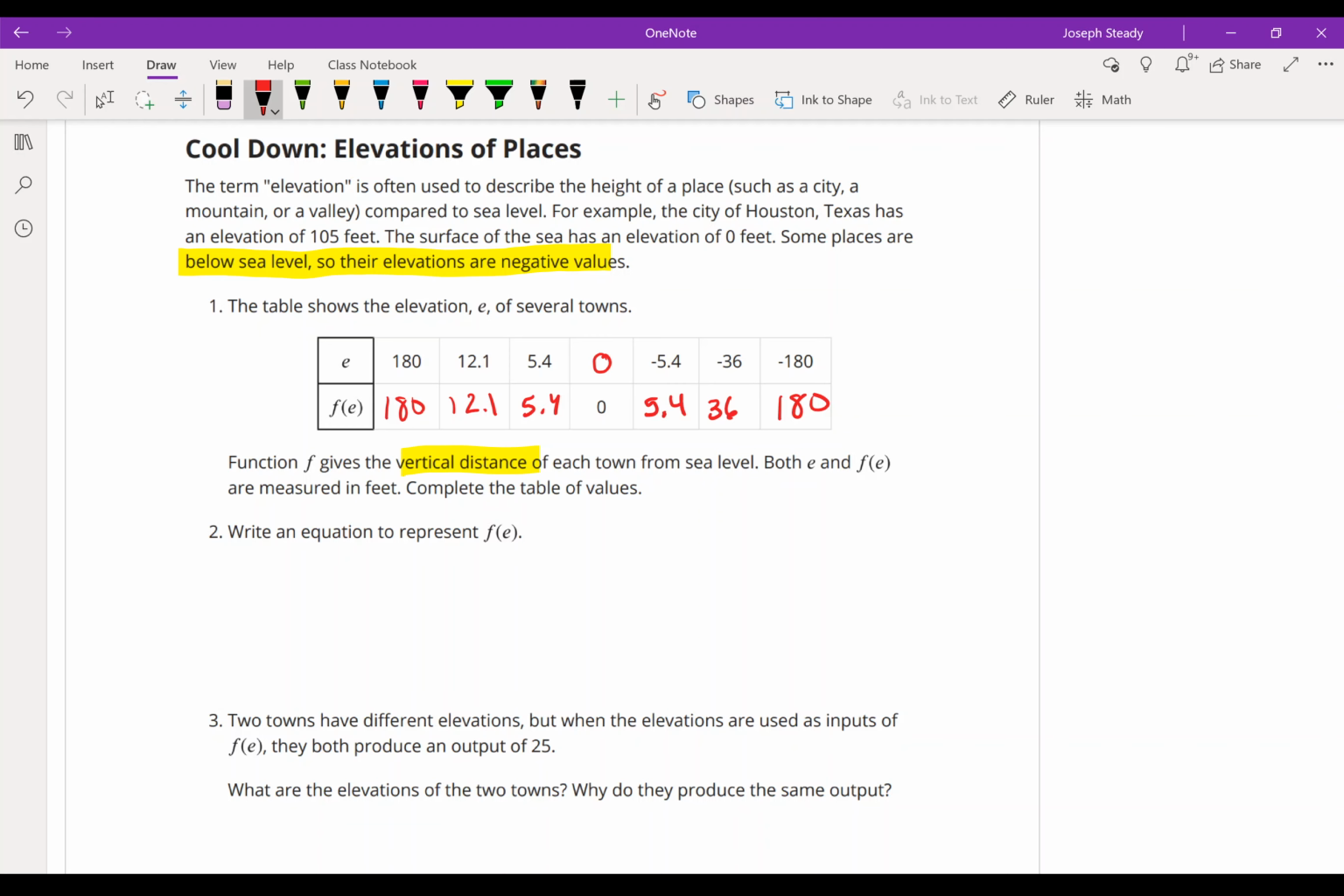So now, if I want to write an equation for this, this looks pretty similar. This is our absolute value function. So I can write that the distance from sea level for some elevation, so f of e, is just the absolute value of e.